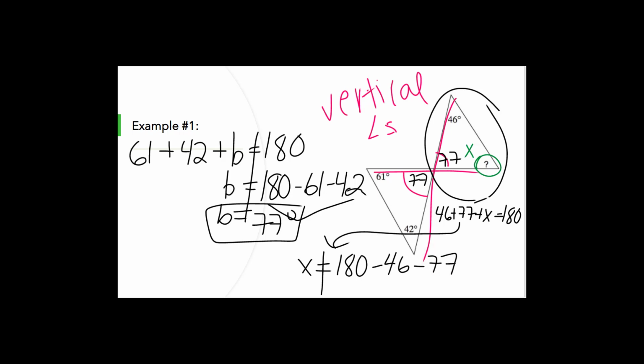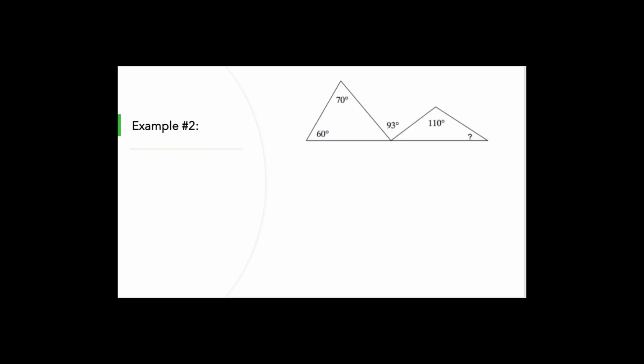We're going to type it into a calculator. 180 minus 46 minus 77 is 57 degrees. So the angle is 57. All right, next problem.